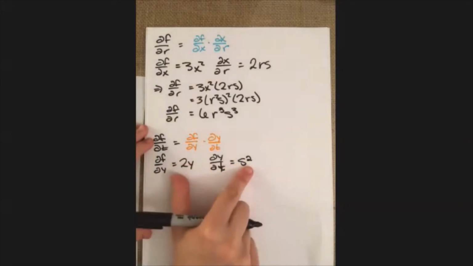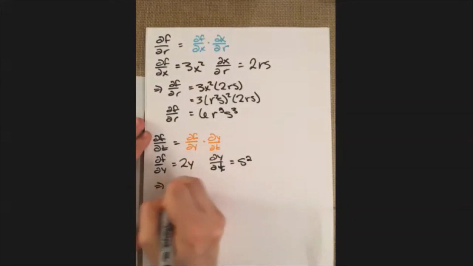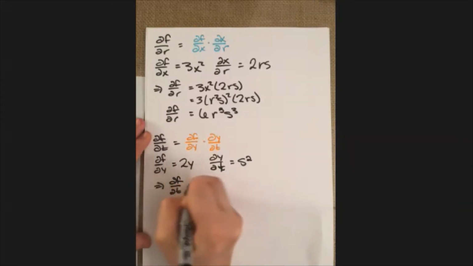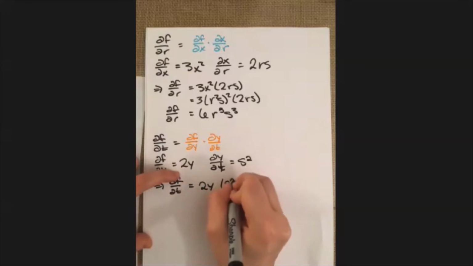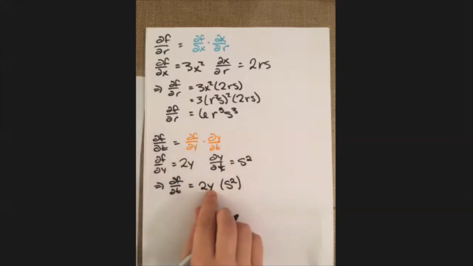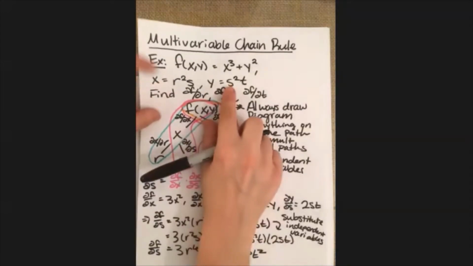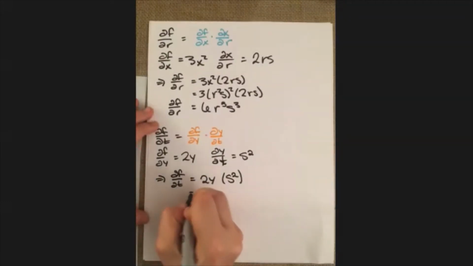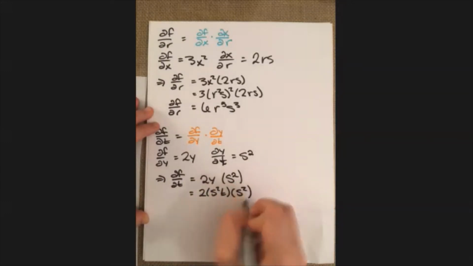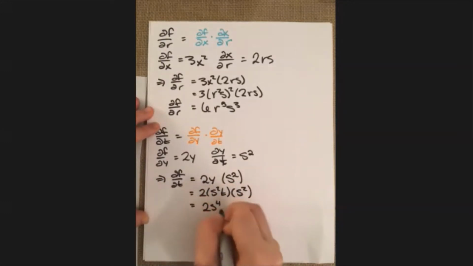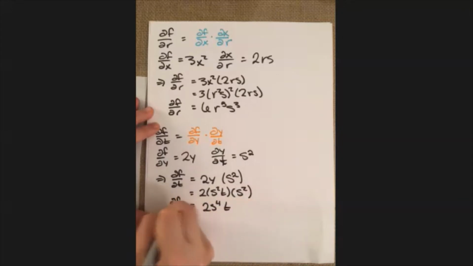So now all we got to do is plug these two pieces into here. So we're going to get 2y times s squared, and y is, again, equal to s squared times t. So I'm going to get 2 times s squared times t times s squared, and that's just going to give me 2s to the 4th t for df/dt.